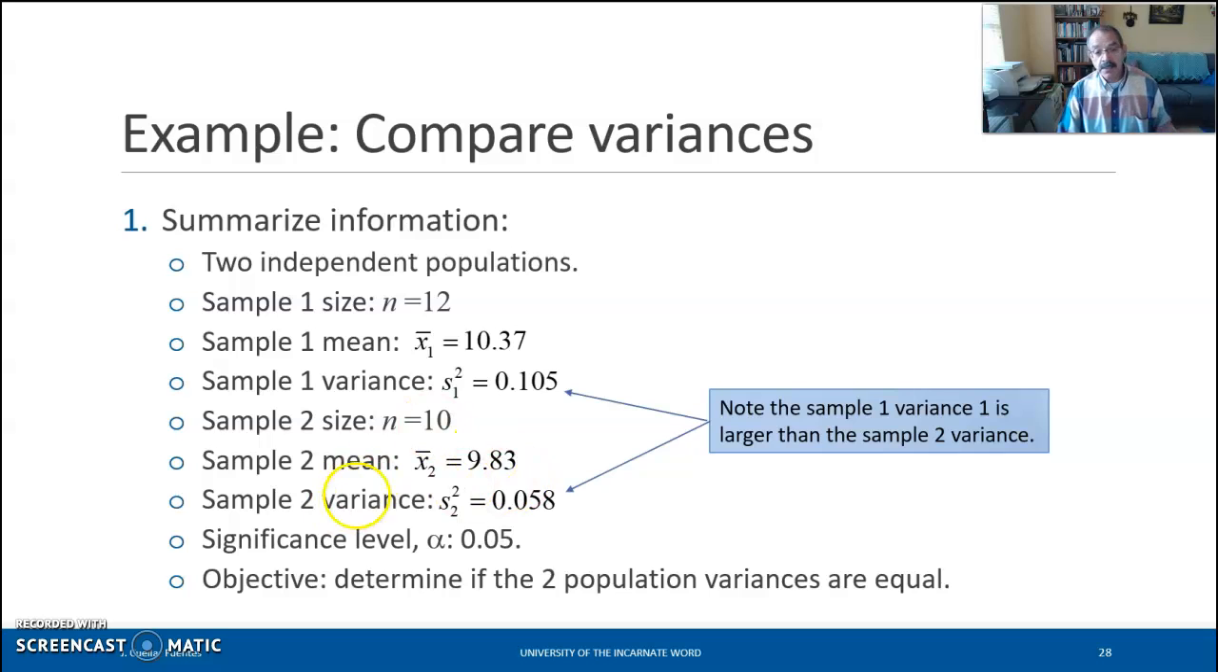We have a significance level of 0.05, and in this particular problem we want to determine if the two population variances are equal. Now I wanted to point out that the first point estimate of the variance, 0.105, is larger than the second point estimate of the variance, which is 0.058. This is important because we're going to see how we arrange this in the F statistic, or the test statistic. All right, so this is step 1.